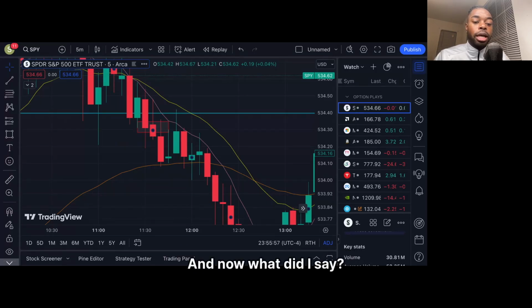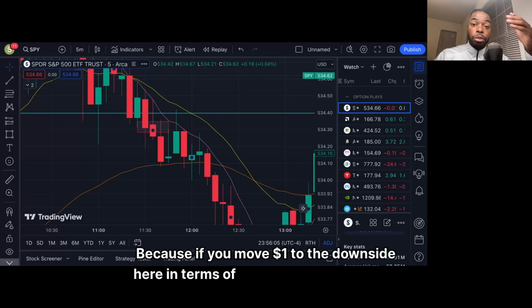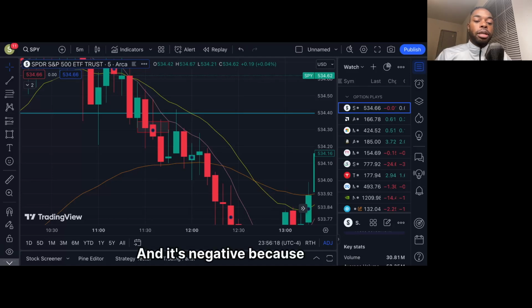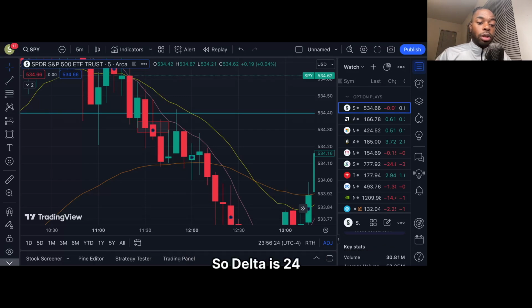And now, what did I say? You want a delta that is about 20% of the contract price. Because if you move $1 to the downside here in terms of puts, then we get a 20% gain automatically. So delta is 25, basically 24.9. And it's negative because you're buying puts. Okay, so it's basically telling you the stock's going to be going down. That's good. So delta is 24.9.